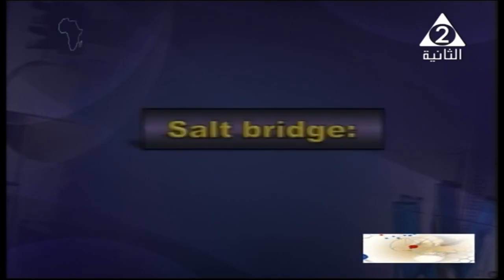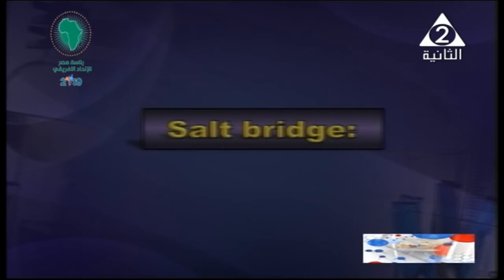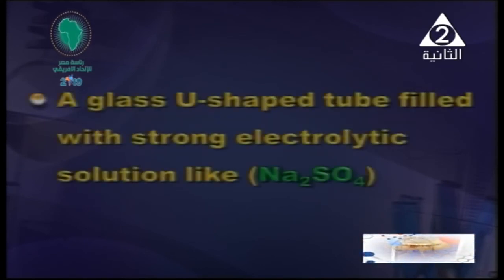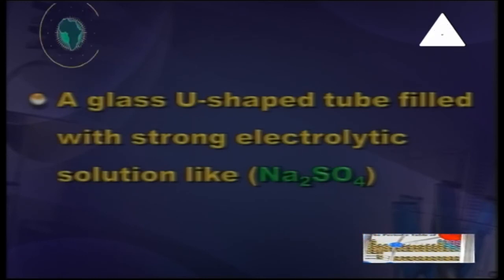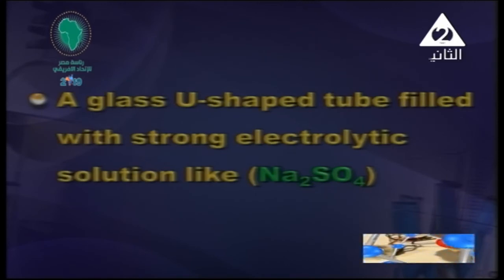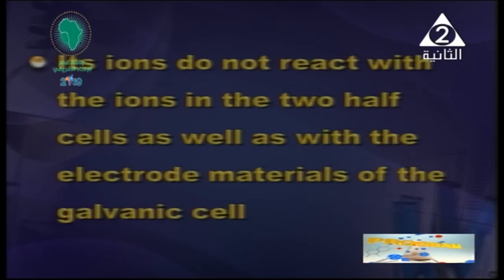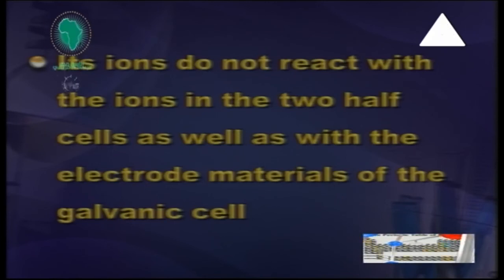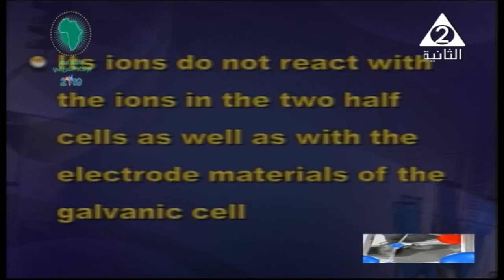Salt bridge. What is the structure of the salt bridge? A glass U-shaped tube filled with a strong electrolytic solution, like Na2SO4. Its ions don't react with the ions in the two half cells, as well as with the electrode materials of the galvanic cell. It is an inert solution, used only to connect the two solutions, not to react with any ions in the solution or any electrode.